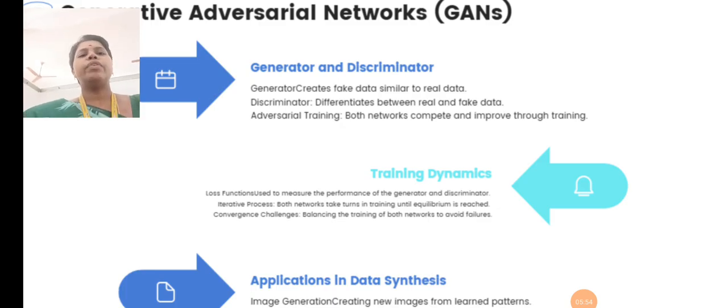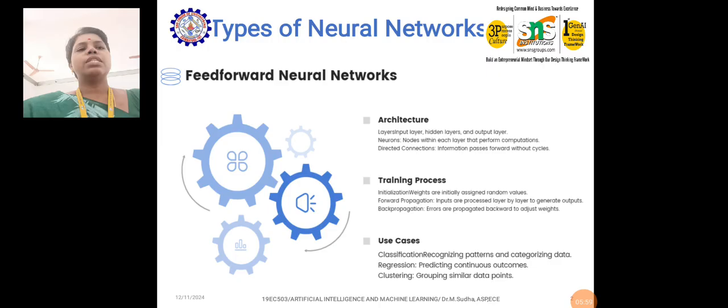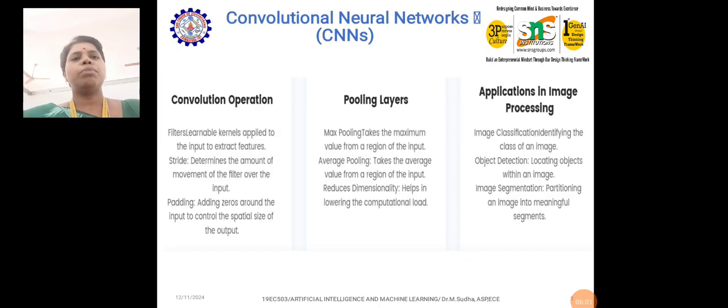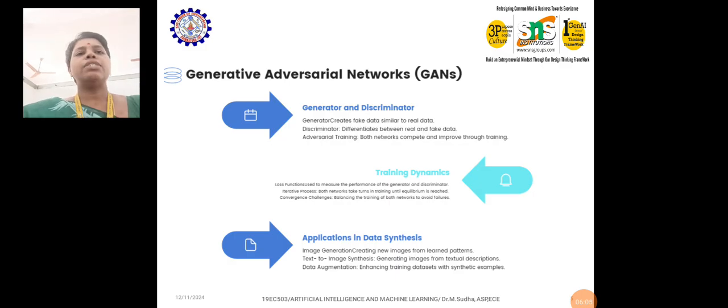So till now we have discussed the types of neural networks: feed forward neural networks and their mechanism, convolutional neural networks, recurrent neural networks, and generative adversarial networks, GAN.